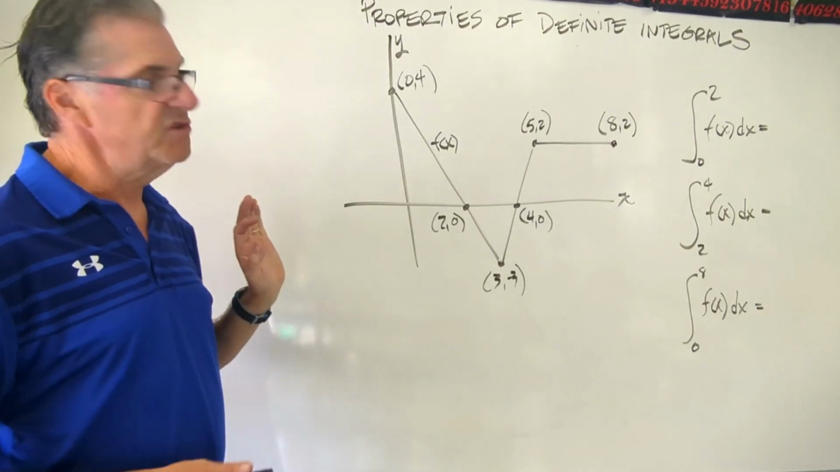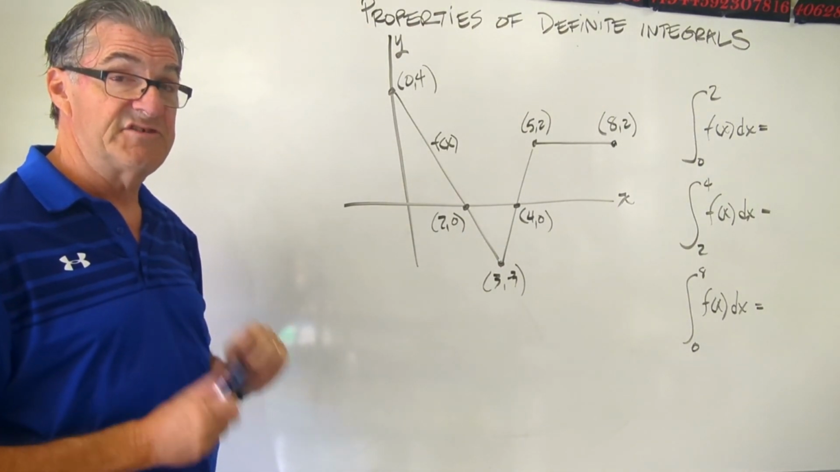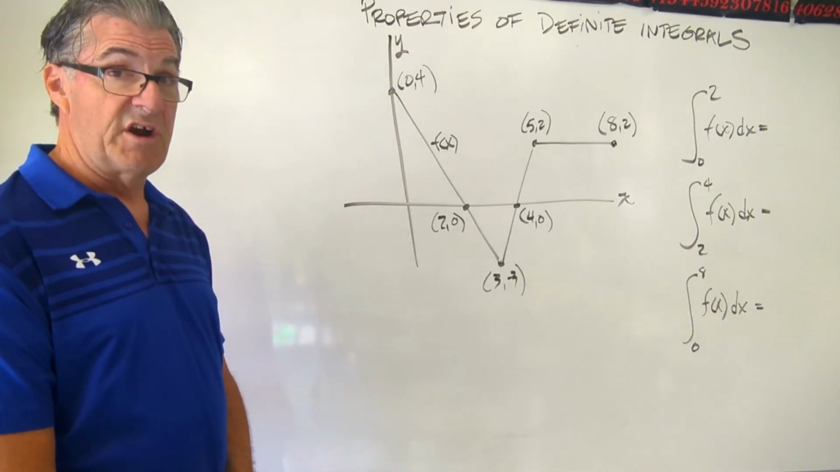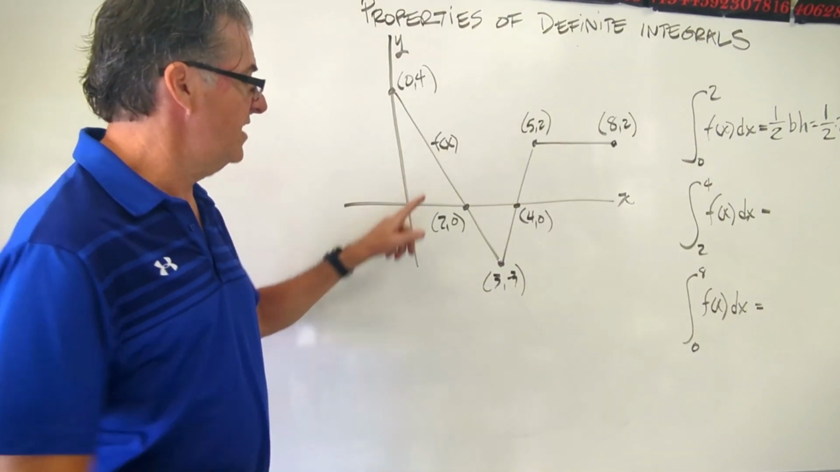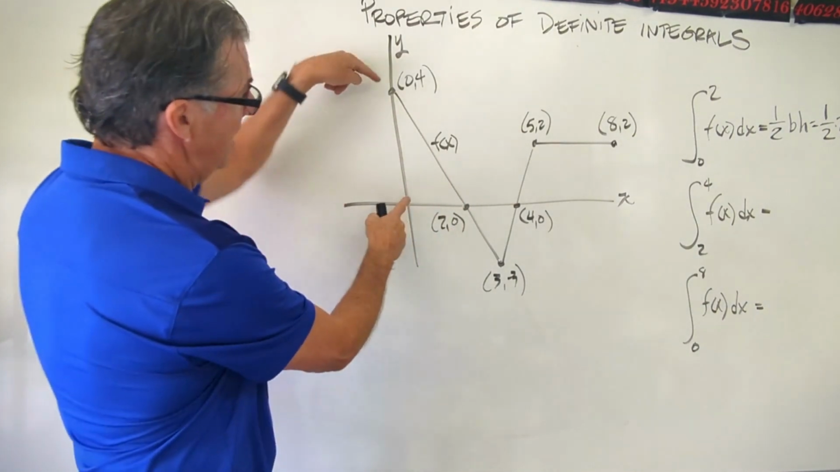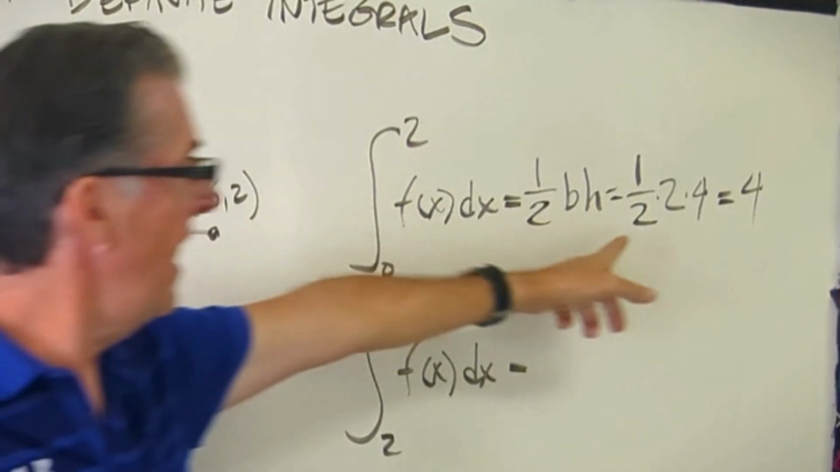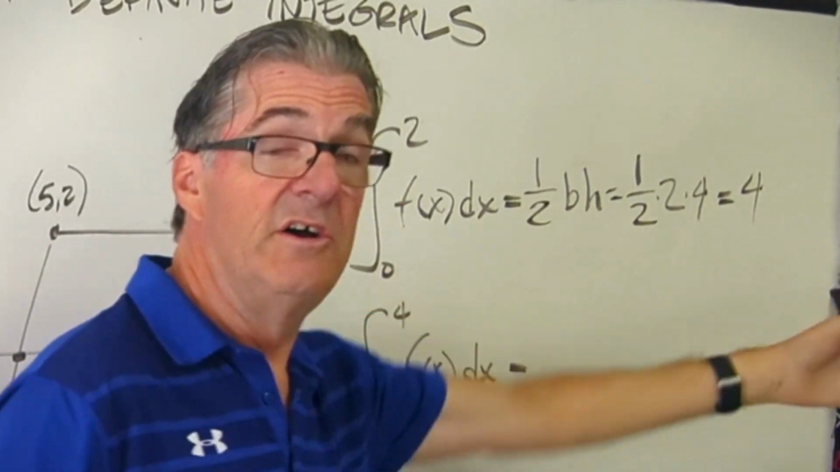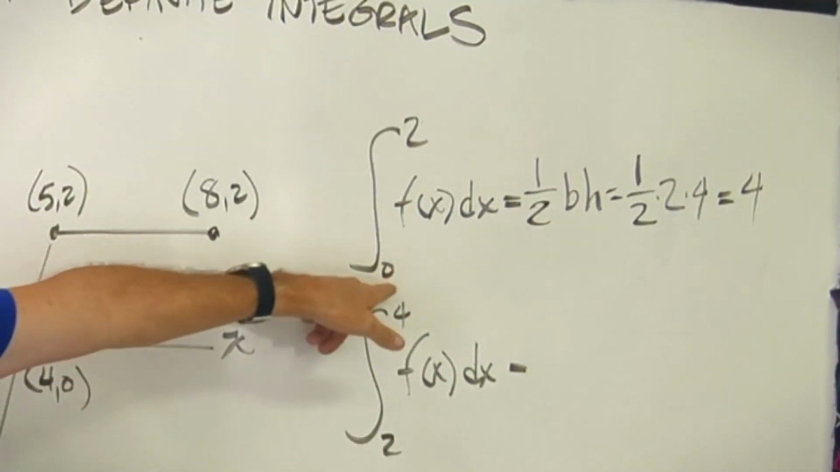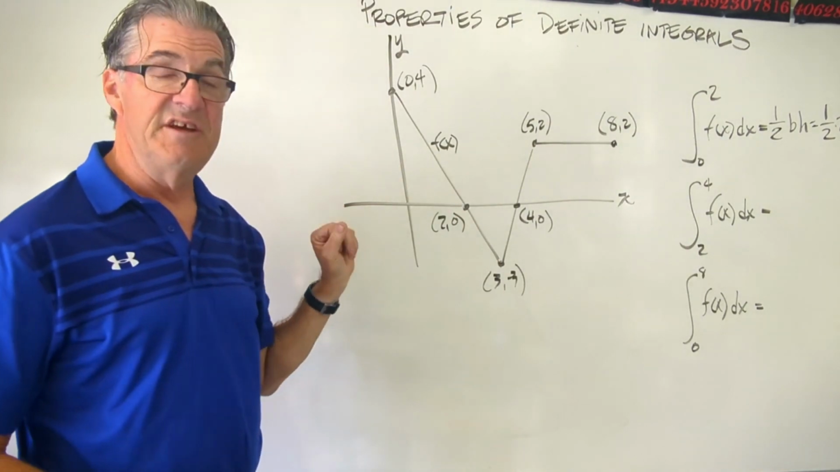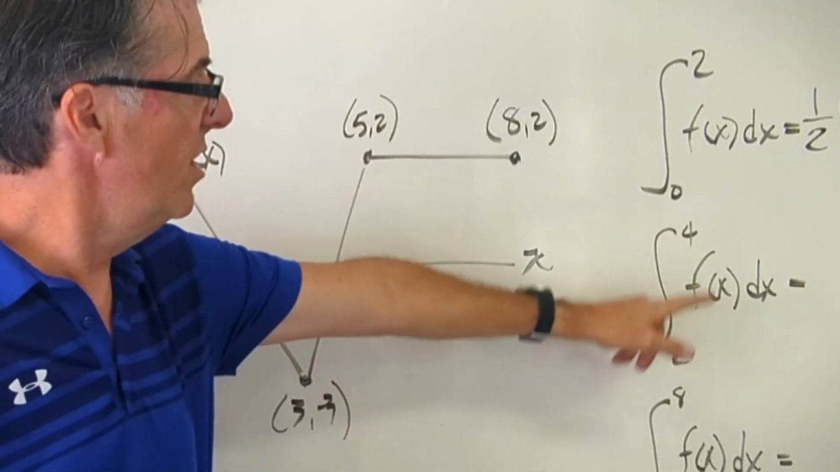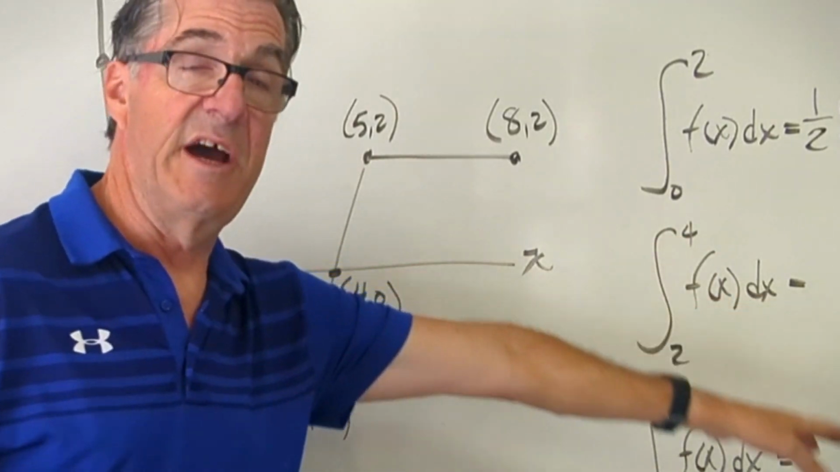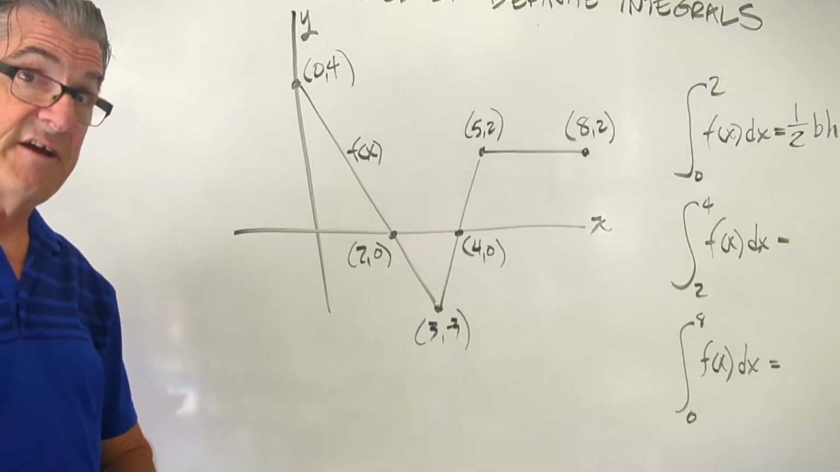So take a look at that function. It's a real straightforward calculation with the area for a triangle formula. Okay, triangle, 1/2 base times height. Base is 2, height is 4. 1/2 times 2 times 4 is 4. So that's the integral from 0 to 2 of f of x dx. Now, try this one. We're going integral from 2 to 4 of f of x dx. Pause the video, do that, and come back.